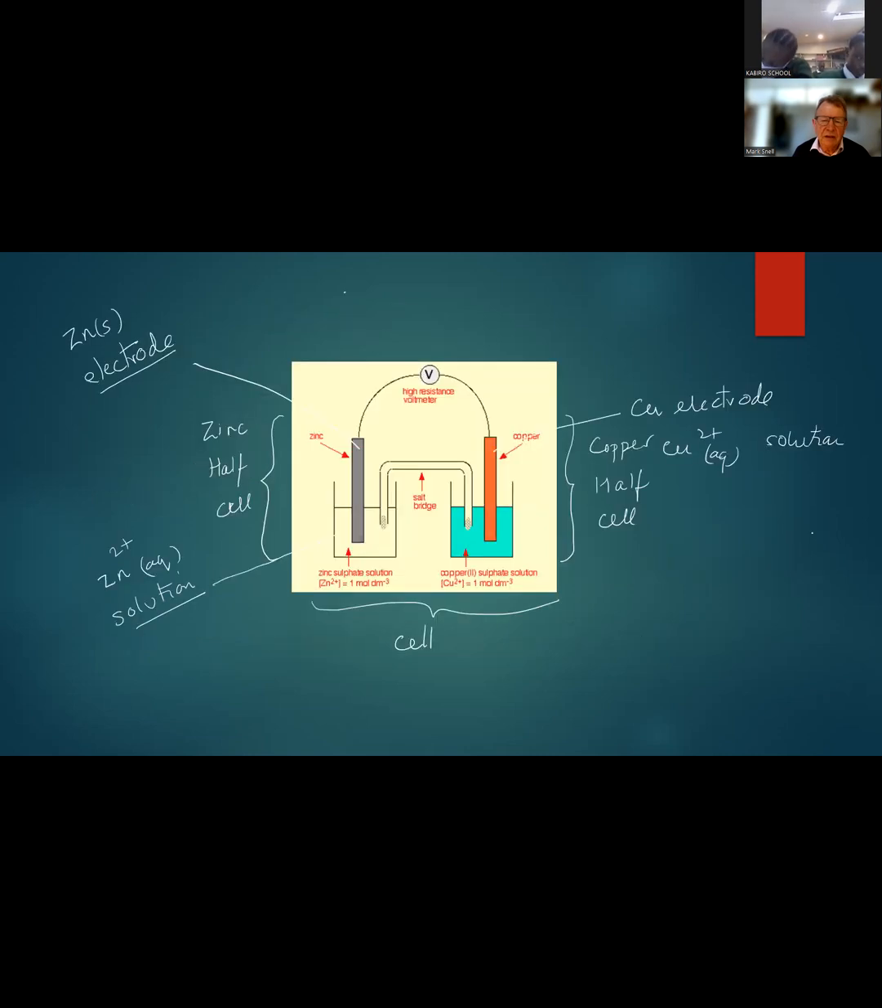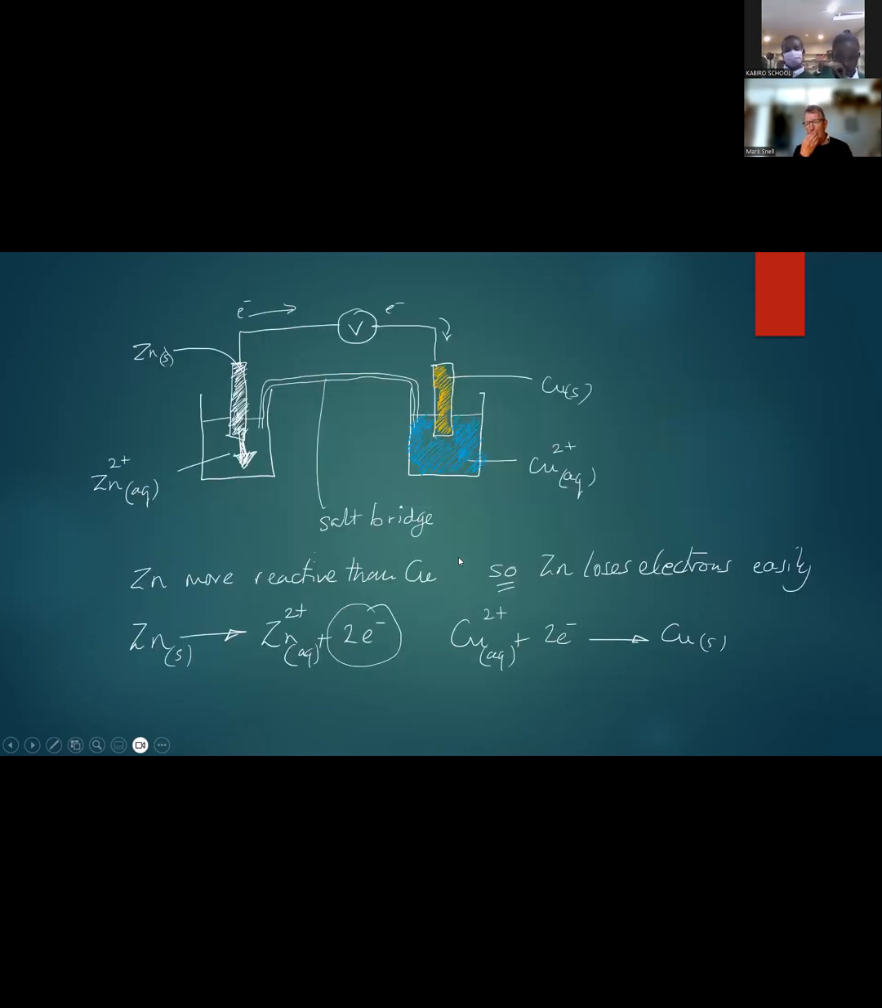Let's go back a slide. Here we are. There's the zinc in zinc solution. There's the salt bridge. Here's the voltmeter. Here's the copper in copper sulfate. Okay. That's what I've done here. I've just drawn it a little bit more simply. But what I've done here at the bottom is I've tried to say, look, if zinc is more reactive than copper, then because metals lose electrons when they react, the zinc will do it better than the copper. So the zinc loses electrons, turns into Zn2+ + 2e-.